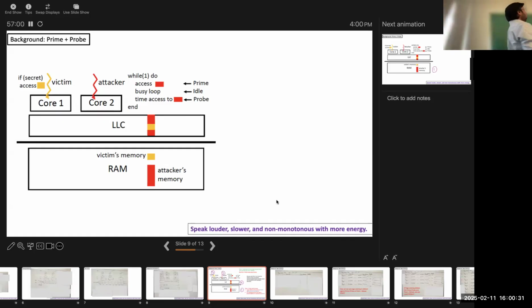Okay, so in flush plus reload, the first thing is that it requires page sharing between the victim and the spy, right? Here, we don't need page sharing, okay?